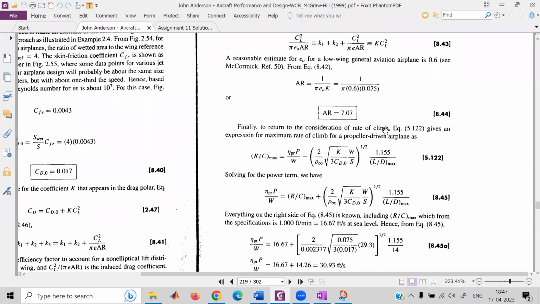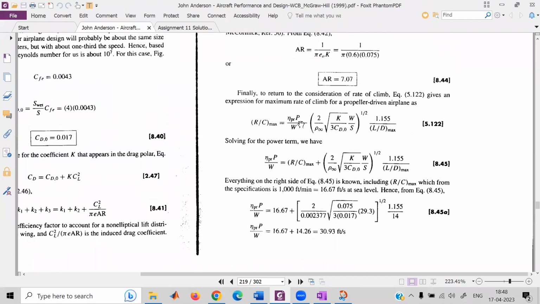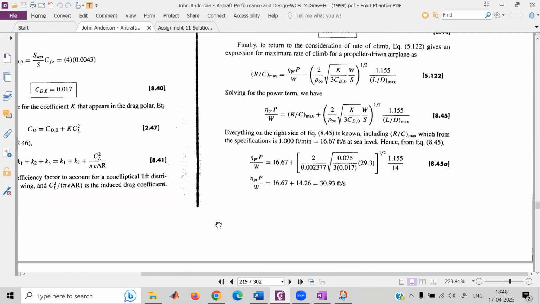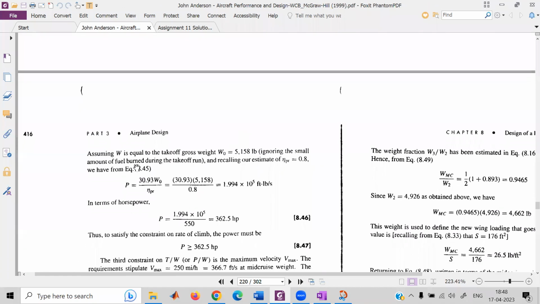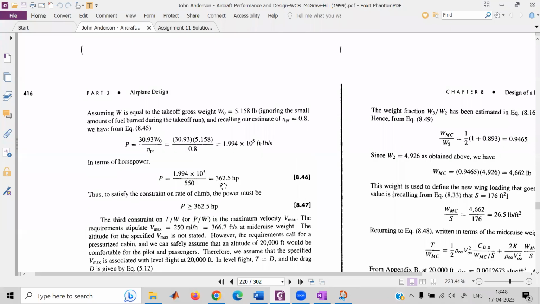And now we have an expression for rate of climb from chapter 5, equation 122. Now we need to know the power, right? So power or power to weight ratio, either of them, is the unknown for us. R of C is given to us because that is the specification. L by D is known to us. Everything is known to us. So we simply do algebraic manipulation and find out the power, assuming 80% efficiency.